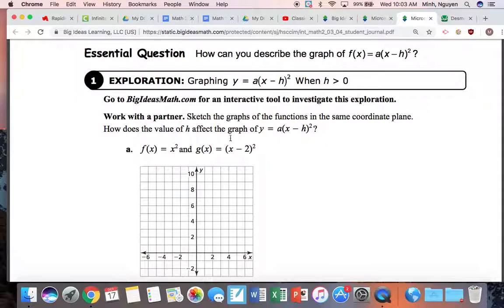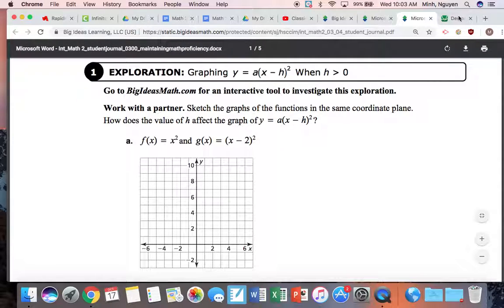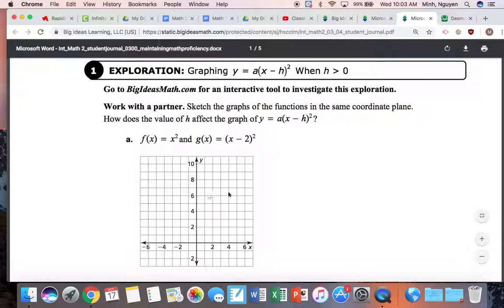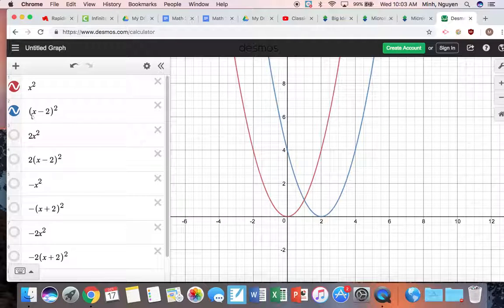So the first question says, work with a partner, sketch the graphs in the same coordinate plane. How does the value of h affect the graph of y equals a times x minus h squared? So h is the number inside the parentheses, and we're going to wonder, what does it do to the graph? So you guys can go ahead and pop open your graphing calculator or Desmos. And these are our two graphs.